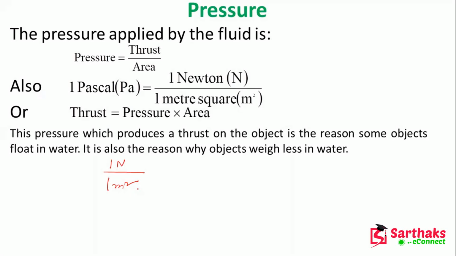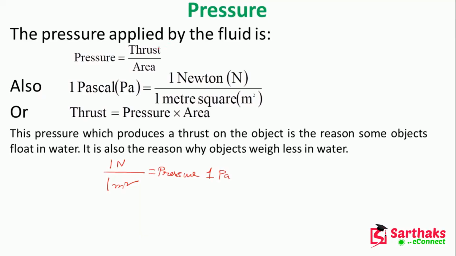So at that time, whatever the pressure the object will feel, that pressure is 1 Pascal. Okay, clear the definition of the Pascal? You have the surface area of 1 meter square, and that object will feel a thrust force of 1 Newton. So at that time we get that the pressure is 1 Pascal.